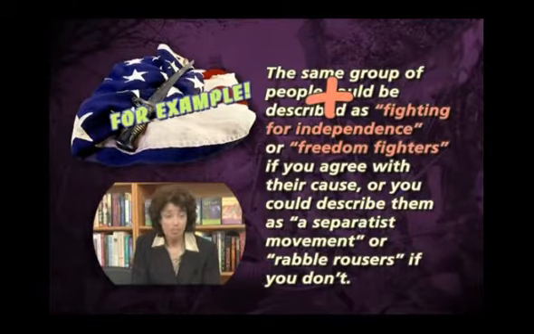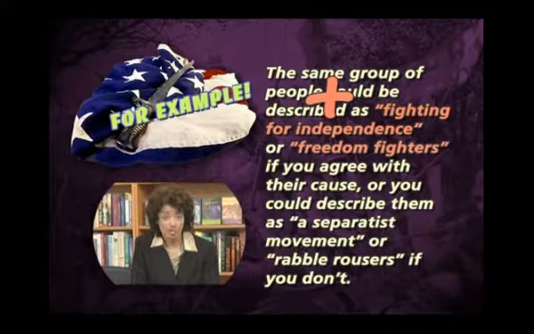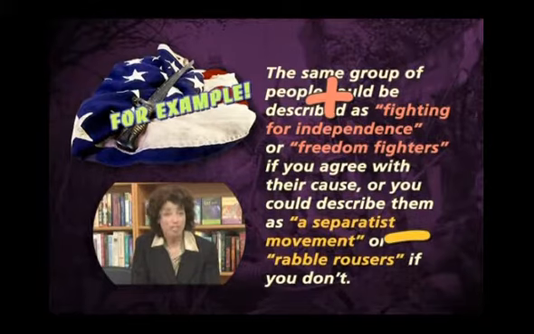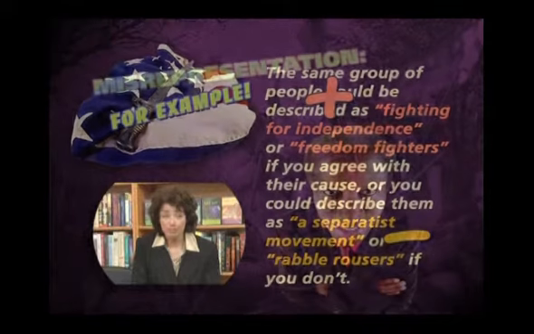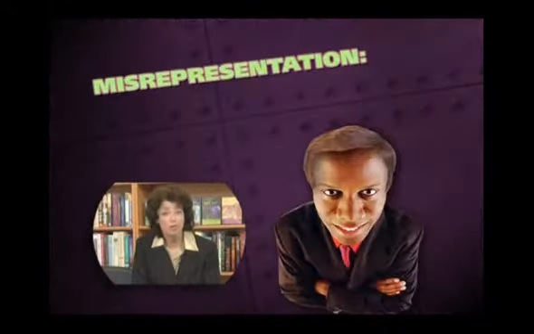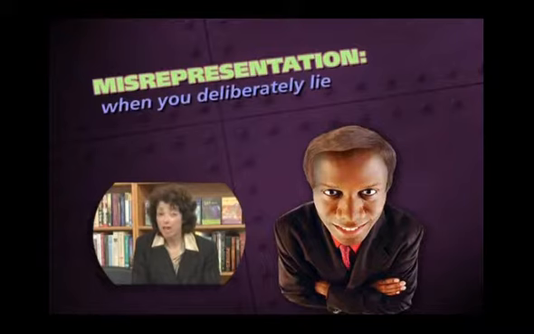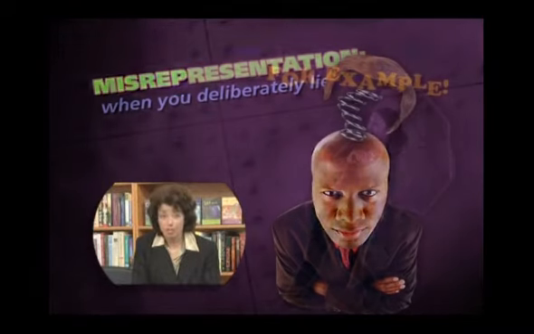The first two descriptions are positive because you agree. The second two descriptions are negative because you don't. Pay very close attention to the words that you choose, so that they don't carry connotations, emotional overtones, that will unfairly influence your readers. Next, we have misrepresentation. That's when you deliberately lie. You just don't tell the truth.